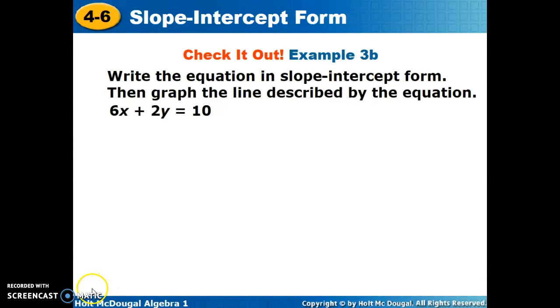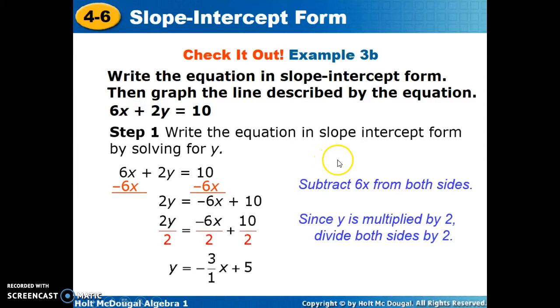Try this one. 3b, write the equation in slope-intercept form and graph the line. Here we go. Write the equation in slope-intercept form. So we want to isolate y again. We're subtracting 6x. That's our first step. Dividing by 2, yielding our equation, y equals negative 3x plus 5.